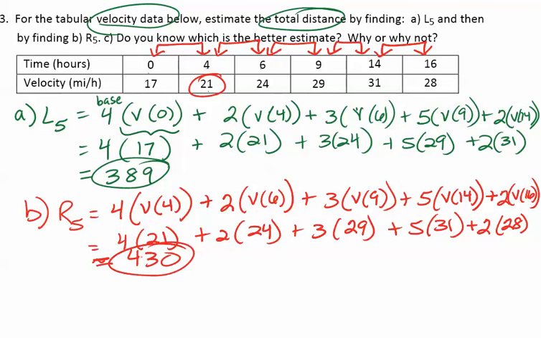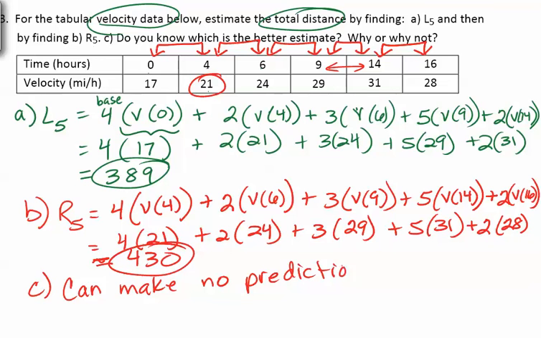Of course not. We don't have a good picture of this graph. And again, with discrete data, we really have no clue what happened to the velocity between 9 and 14, for example. So can we make any predictions about which is the best? We can make no predictions because we don't have a visual picture of the function. We don't have an algebraic formula. We don't have a graphing view of this. So these are estimates of the distance only. But remember that total distance was the area under the velocity curve.